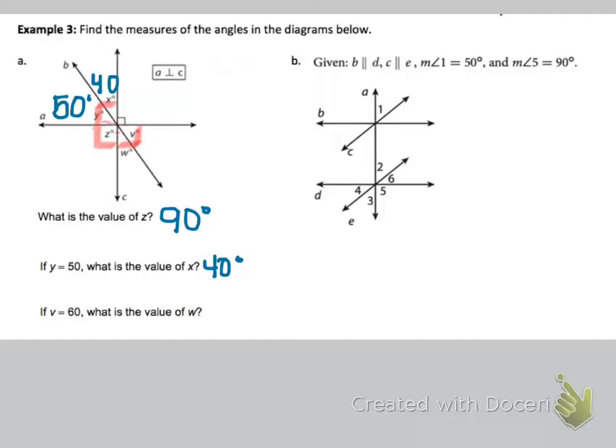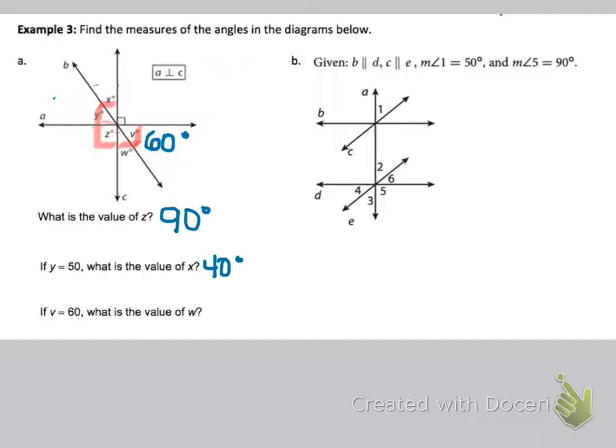And then what about if V was 60? Now, first of all, we know that V could never be 60. And the reason why is because it has to be the same as Y. But we're just kind of assuming they're giving us new information for a different part of the question. Because we know that this angle right here and angle Y would have to be vertical angles, they'd have to be the same. But, so new problem.